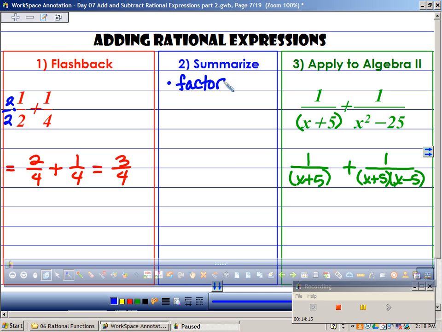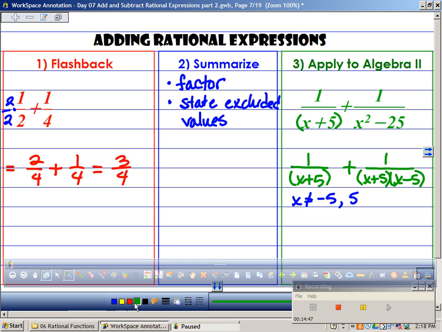The first thing we do is factor. The second thing we do is we want to state our excluded values, because we have some now. Excluded values. So what are my excluded values there? X cannot equal negative 5, and it can't equal positive 5. Because if this was positive 5, that would make this 0, and that would be undefined. And if this was negative 5, that would make this 0, and it'd be undefined.